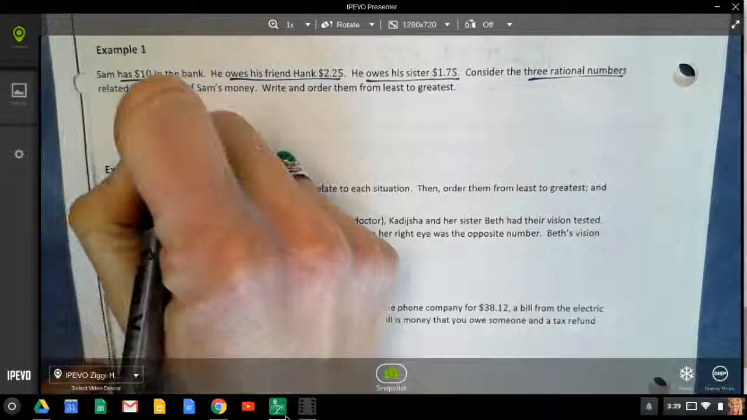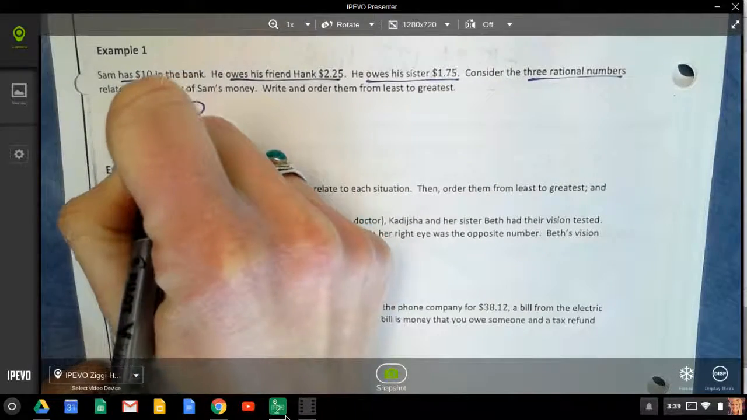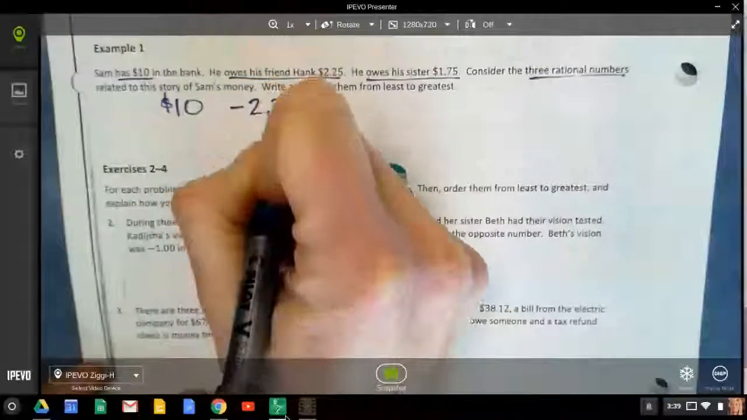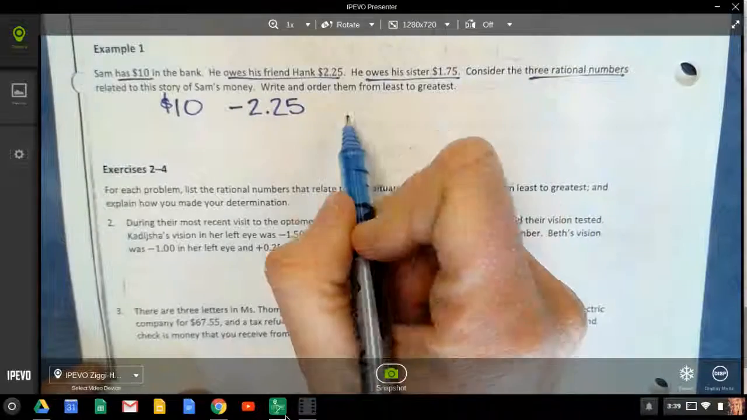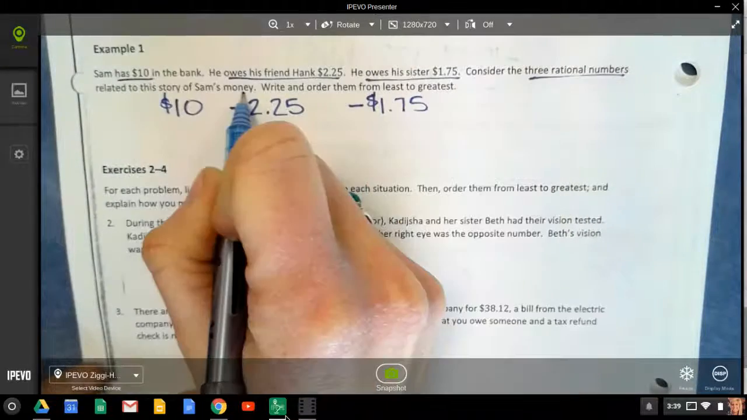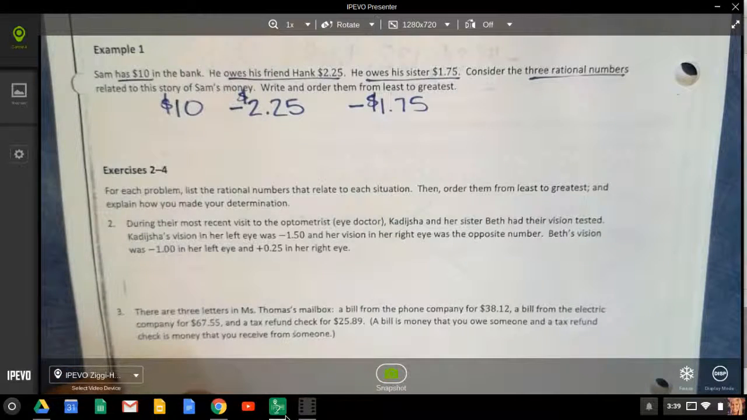All right, so you should have written that Sam has $10 in the bank. That's a positive. He owes his friend Hank $2.25. That's a negative. And he owes his sister $1.75. That's also a negative. So those are the 3 rational numbers. Now you need to order them from least to greatest.